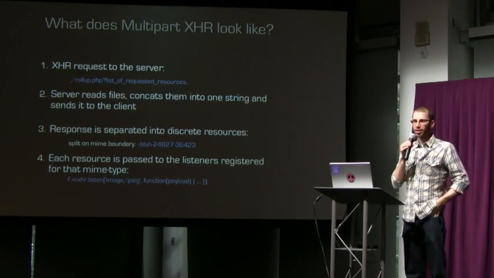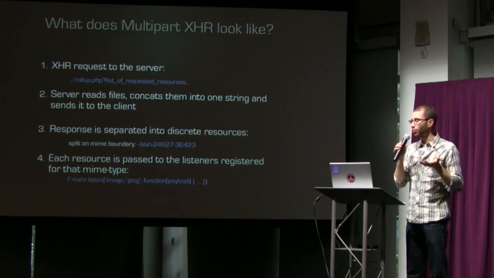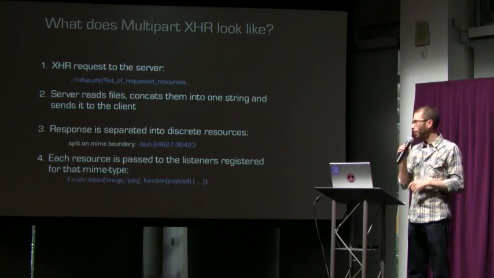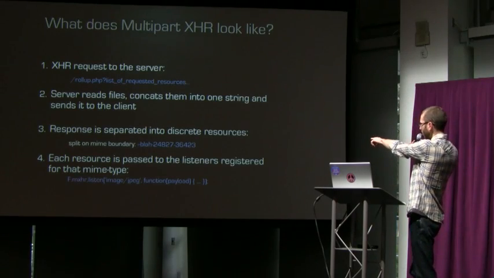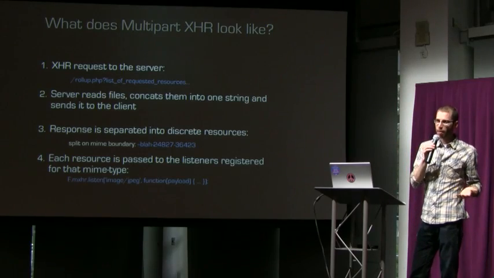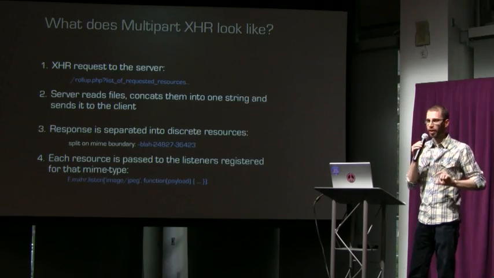So what the client side does is it gets one massive string. It then does what the client side does pretty well, which is just split on string, and gets back each of these resources. For each different type, in this case image JPEG, it fires off a listener. So we have a listener for JPEG, a listener for GIF, a listener for HTML, and then it does something with the payload it gets.